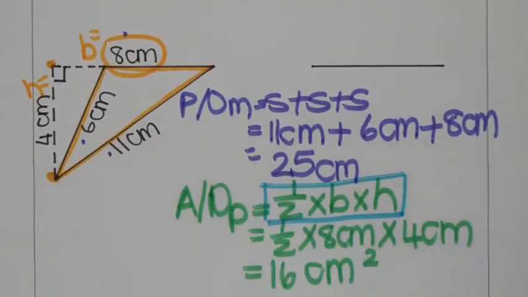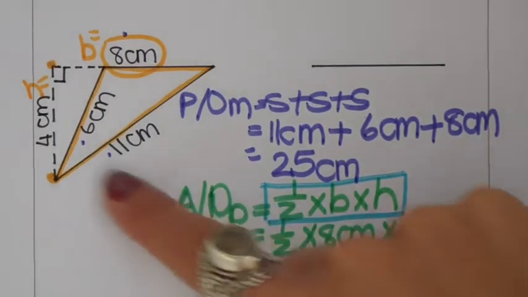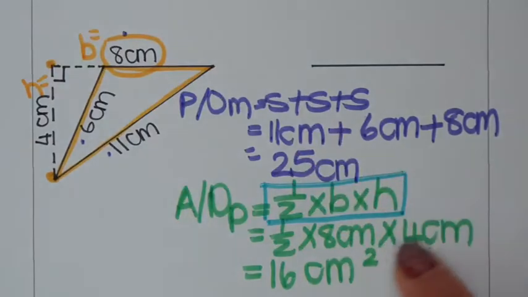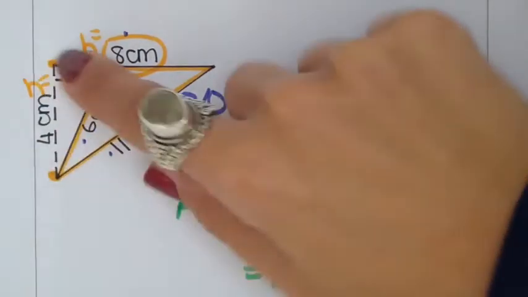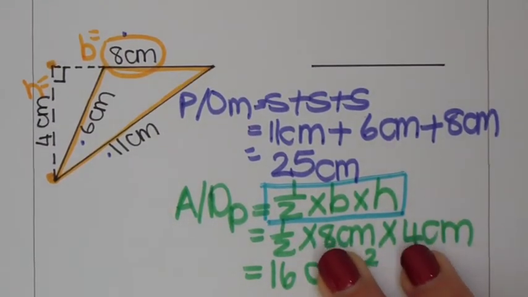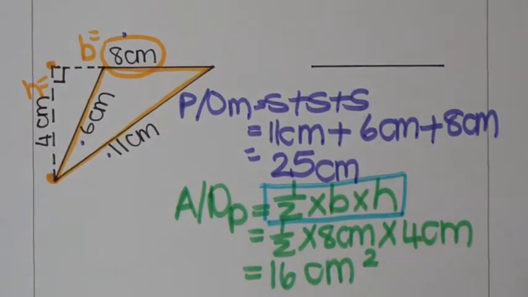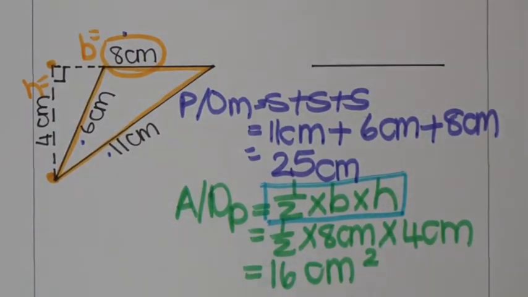There we go. And we say half times, we set the base, die basis. That's 8 centimeter, maal die hoogte, there we go, the height is 4 centimeters, and that gives me 8 maal 4 is 32, 8 times 4 is 32, half of 32, helfte van 32 is 16. It's 16 centimeters squared, 16 vierkante centimeter.